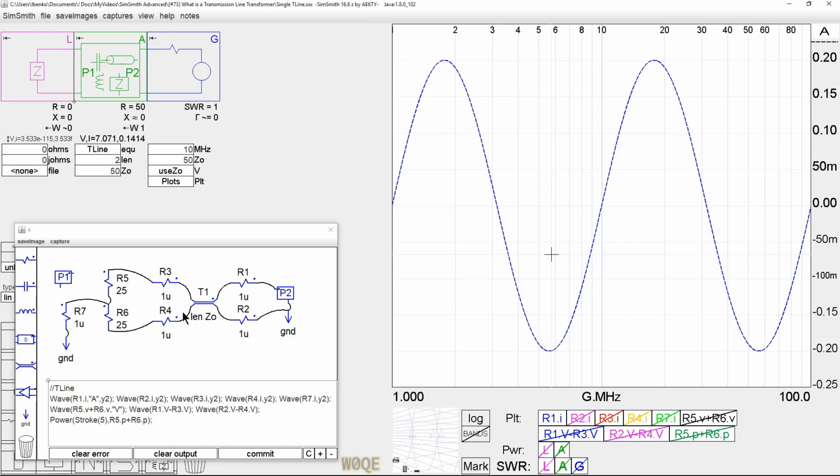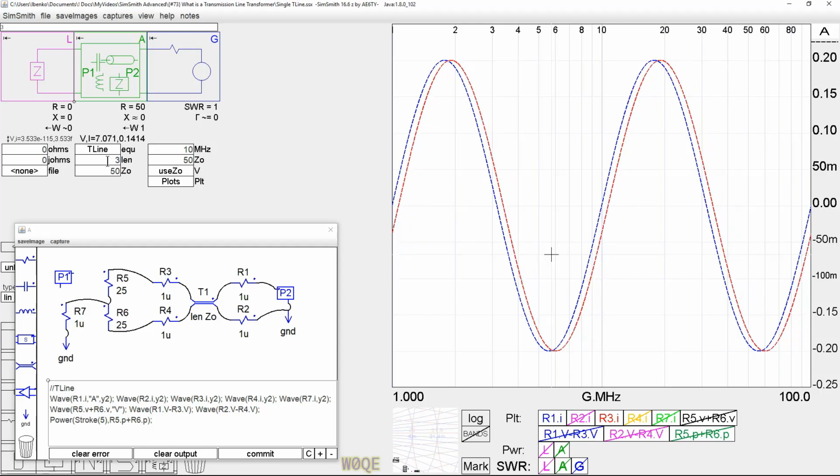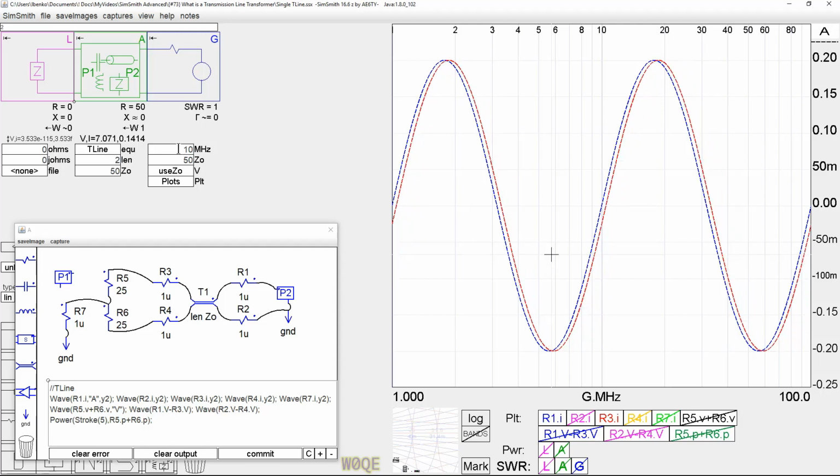R3. Notice the phase. Notice the dots on all these components. They're all the same direction. We should see R3 be the same as R1, but delayed slightly. Let's look at R3. It's delayed slightly. If we increase the length of our transmission line, the delay gets longer. And we're measuring this at 10 megahertz.